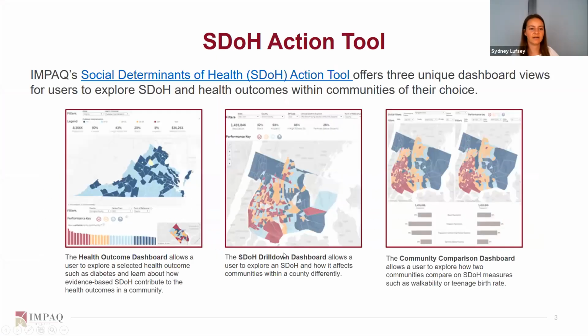Yeah, thanks, Alberto. So IMPAC's Social Determinant of Health Action Tool offers three unique dashboards for users to explore SDOH and health outcomes within communities of their choice. I'll just briefly describe the three dashboards here, but I'll get into further detail later in the presentation. The first dashboard is the Health Outcome Dashboard, and this allows users to explore selected health outcomes such as diabetes or hypertension and learn more on how the evidence-based SDOH contribute to that health outcome within their selected community.